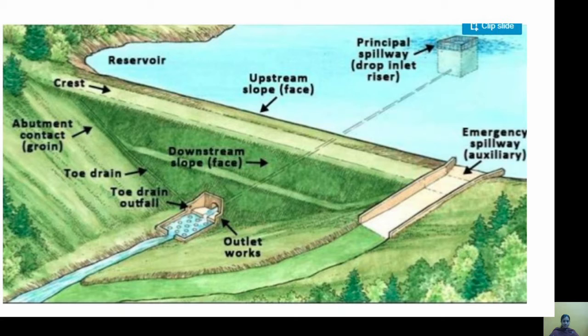This is a two-dimensional picture showing all the parts of earthen dams. This is the crest of an earthen dam where you will find the path, roadway, and this is embankment, abutment contact, and this is the downstream side slope, and it is the upstream side. You can see toe drain outfall, and here is a principal spillway, and an emergency spillway is provided at the end here.